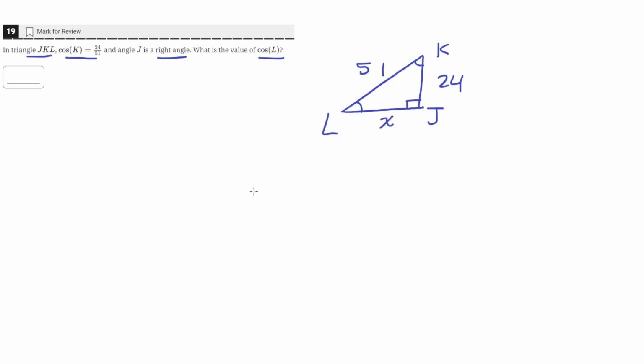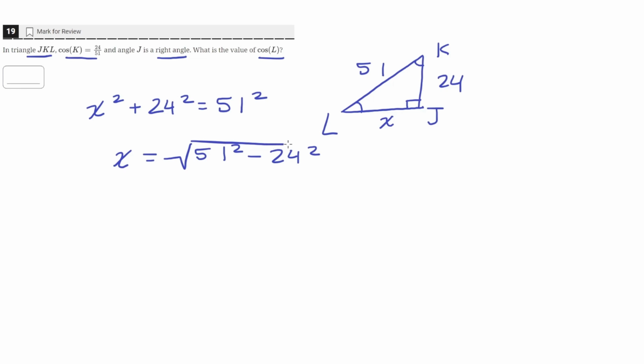We'll call it x. So to find the length of x right here, we'll use the Pythagorean theorem, which says that x squared plus 24 squared equals 51 squared. The sum of the squares of the two sides equals the square of the hypotenuse. So we can just isolate for x by moving the 24 squared to the other side and taking the square root of that. If we plug this into our calculator, we'll get that x equals 45. So the length of this side right here is 45.